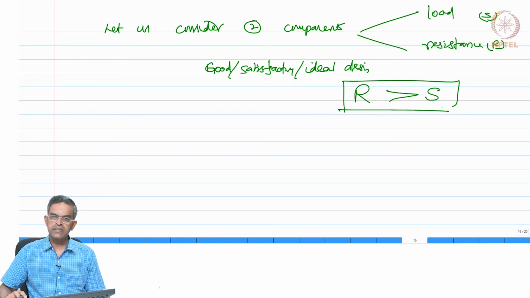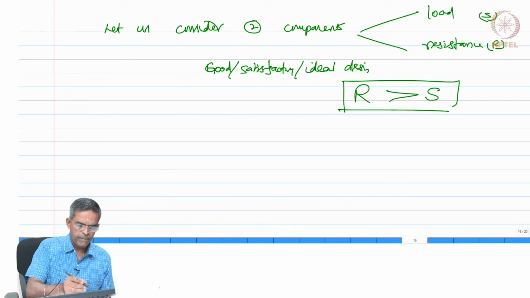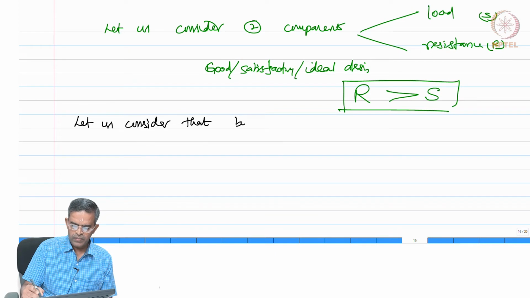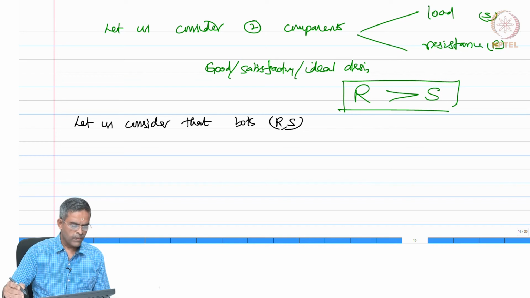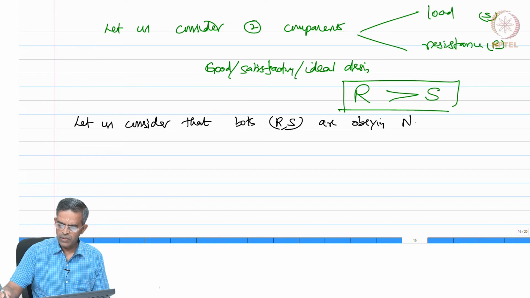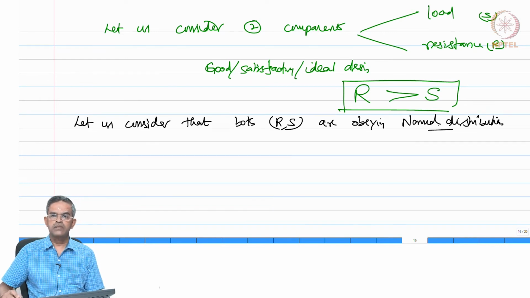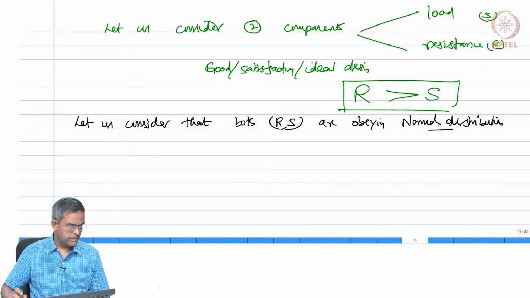But let us try to express this slightly in a statistical meaning. Let us consider that both R and S are obeying normal distribution. I am talking about statistics now. We all know normal distribution. It is a very simple expression available in the statistics book, you will be able to get that.